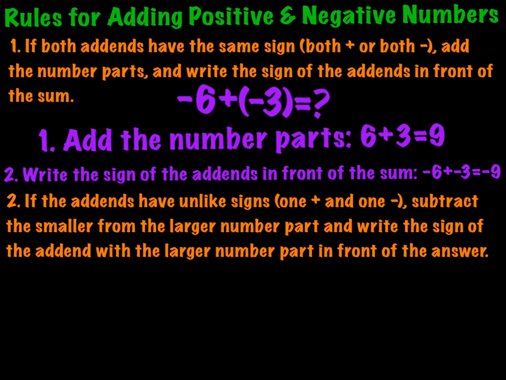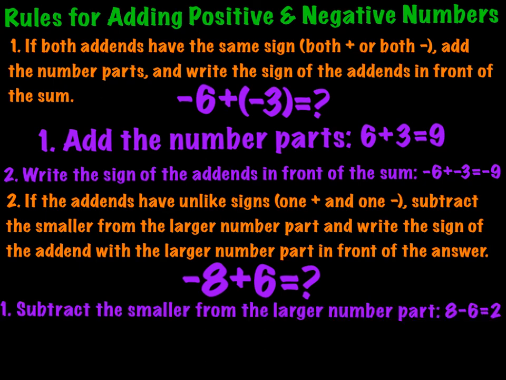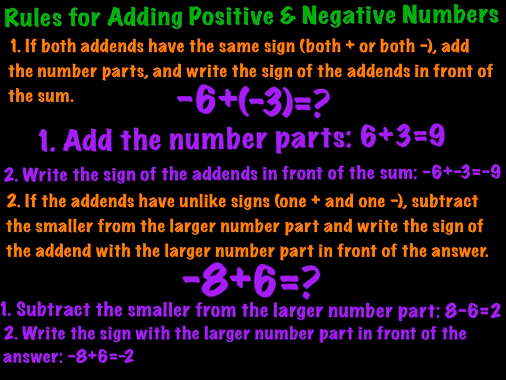Here is rule number 2. If the addends have unlike signs, i.e. one is positive and one is negative, subtract the smaller from the larger number part and write the sign of the addend with the larger number part in front of the answer. Here is an example. This problem reads negative 8 plus 6 equals. Step number 1 is to subtract the smaller from the larger number part. This looks like 8 minus 6 equals 2. The second step is to write the sign with the larger number part in front of the answer. Negative 8 plus 6 equals negative 2.